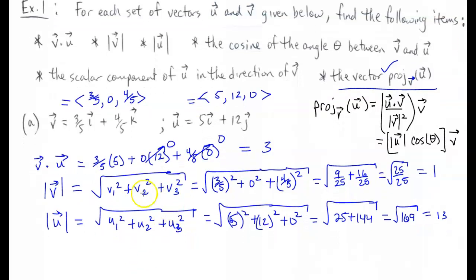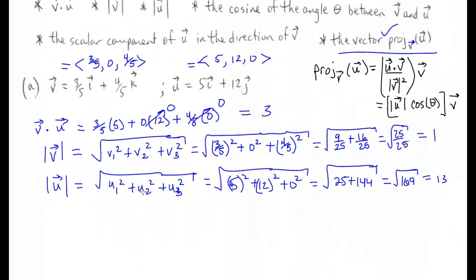So now that we have what v dot u is and the magnitude of u and v, the next thing that we're asked to do is find the cosine of the angle in between v and u. Of course, we know cosine of theta ends up just being, in this case, v dot u, or we could also say u dot v, over the product of the magnitudes of both of these.